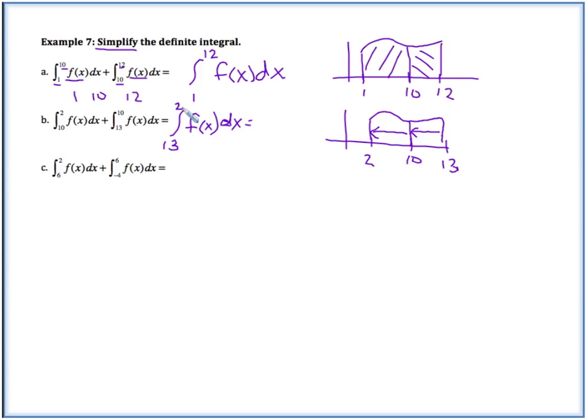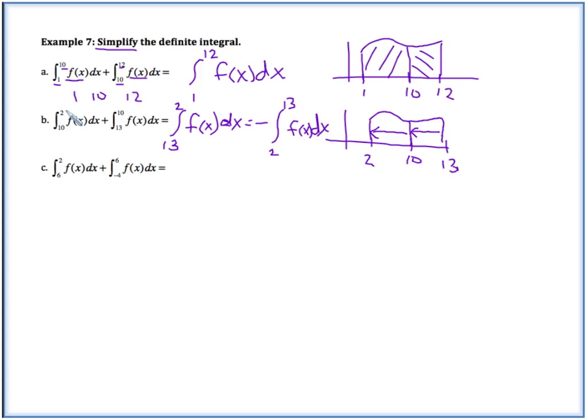Now, we usually don't like having the larger limit on the bottom, so we're going to switch this around to finish our simplification. And to do that, we're going to make it negative. So negative definite integral from 2 to 13 of f of x dx. So we like to switch that around going in the correct direction.